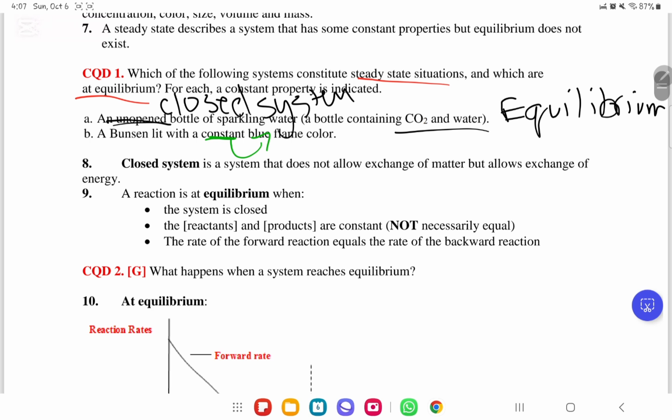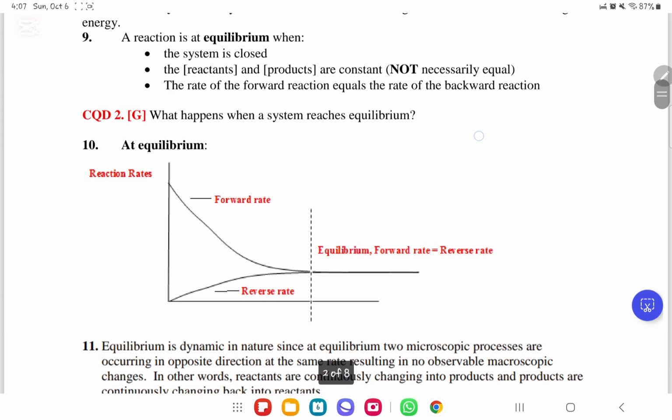So when we light the Bunsen burner, it's gonna be exposed to the air, to the surroundings basically. So it's not in a closed system, okay? But it has constant properties. So since it is not in a closed system but has constant properties, we say it is at steady state. So that's CQD number 1 done.